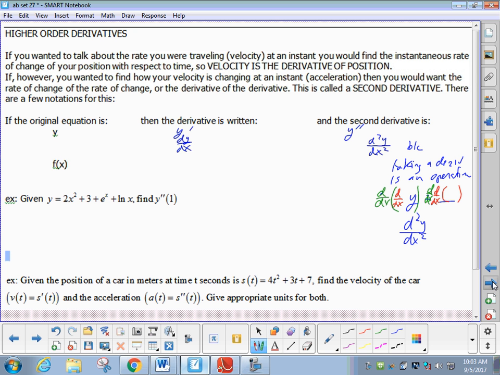If you use function notation, that's a little easier. The first derivative is f prime, second derivative is f double prime. Okay, would you please find the second derivative at 1 of that function below? Try that on your own. Please be careful with notation. That is the biggest source of lost points here.